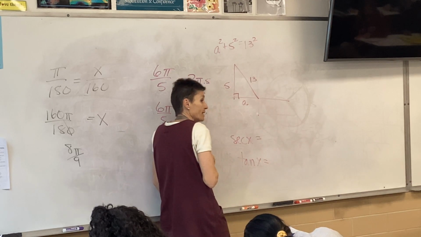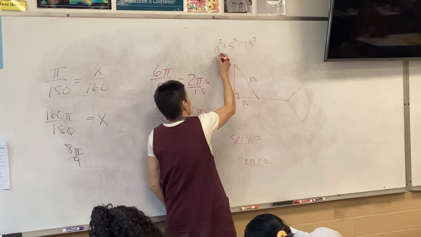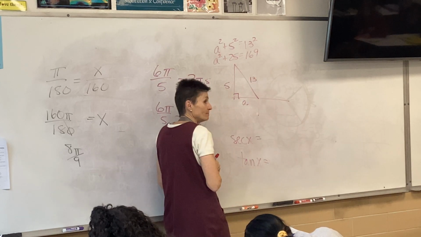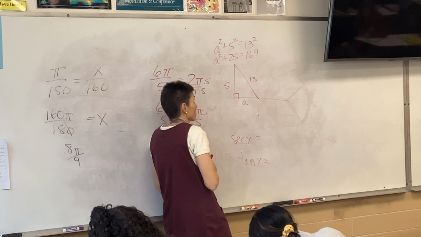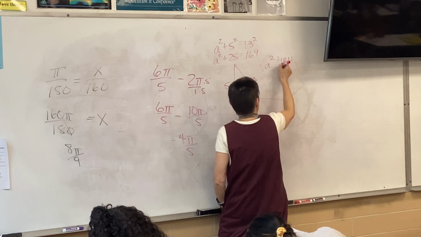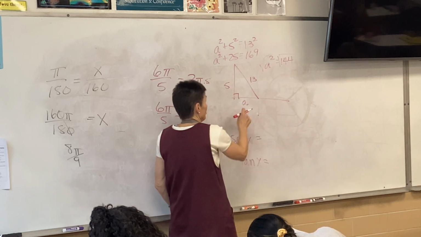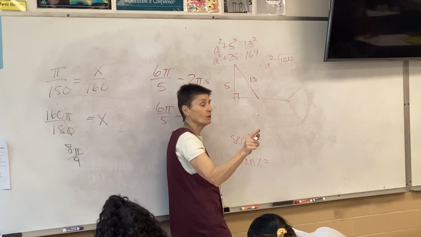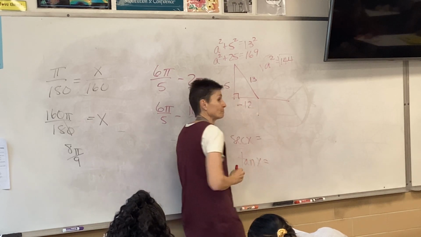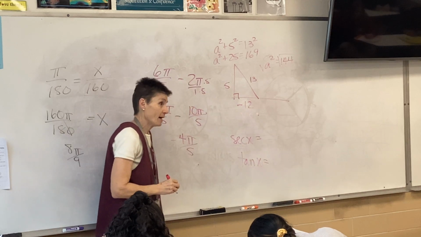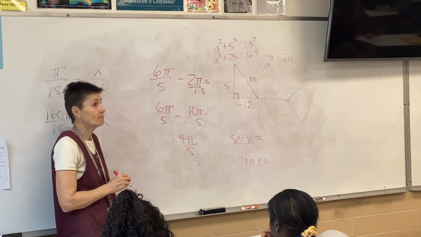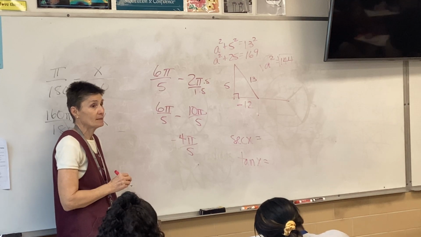You can do this without a calculator. Oh, this was easy. A squared plus 25 equals 169. A squared equals 144, so A equals 12, but be careful, because of where it is, it's actually negative 12. Those signs get us every time. We have to really pay attention to the positives and negatives.